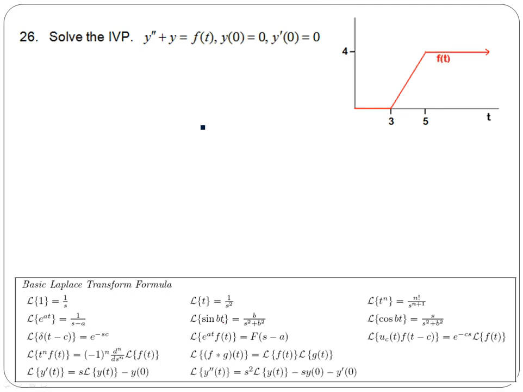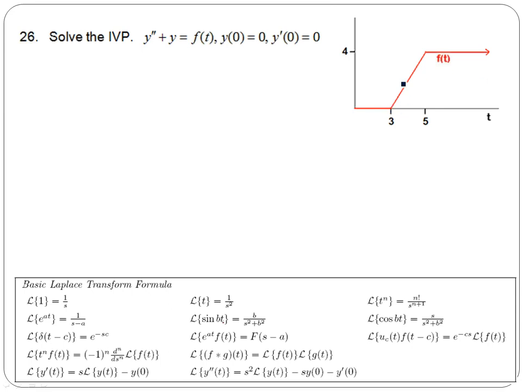The last problem is a differential equation. Here we're solving the second order differential equation with linear coefficients, and it's an initial value problem where this equation is equal to f of t, where f of t is defined by this graph.